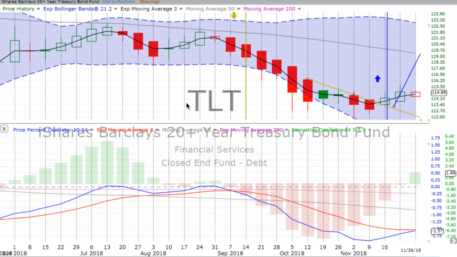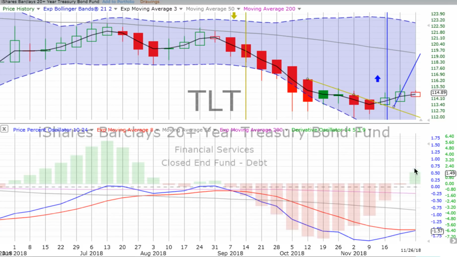Now let's go from the stocks into 20-year bonds. Now, we look at the weekly chart. Bonds were down a little bit for the day, 0.23%. Price percent oscillator has started the week off crossing over, well, not crossing over, getting very close to crossing over.